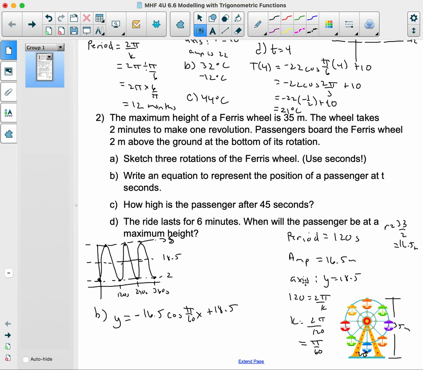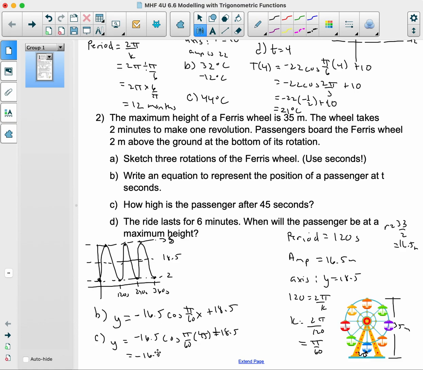And how high is the passenger after 45 seconds? So here's where you just kind of want to start plugging stuff in. The problem is that I have come downstairs with no calculator, but I will try to use my phone as best I can here. Okay, so y equals negative 16.5 cos pi by 60 times 45. Actually, that probably works out okay. Plus 18.5. So that's actually just 3 pi by 4.